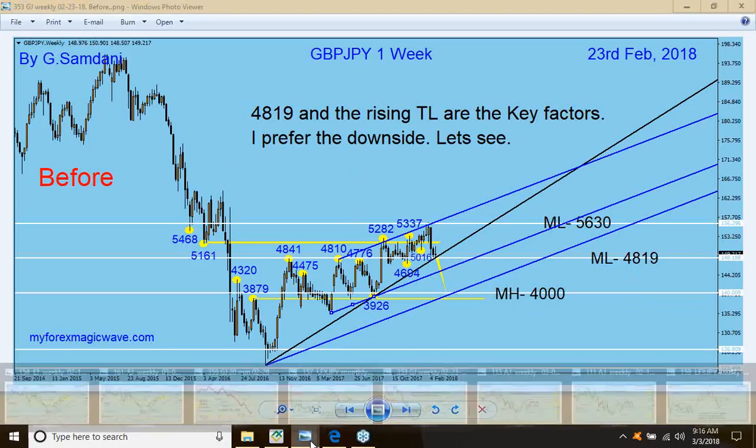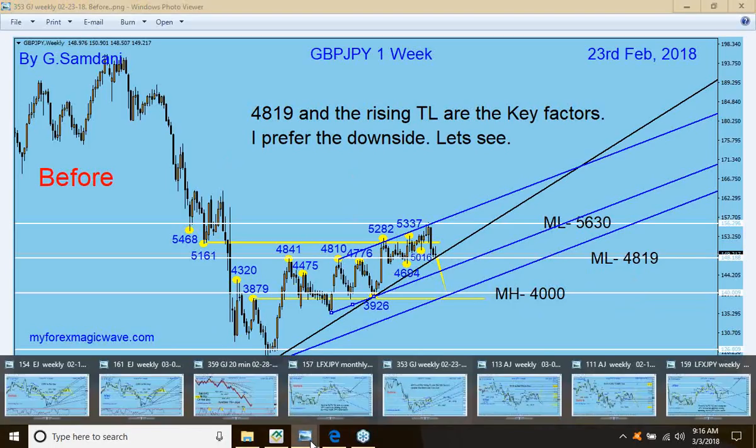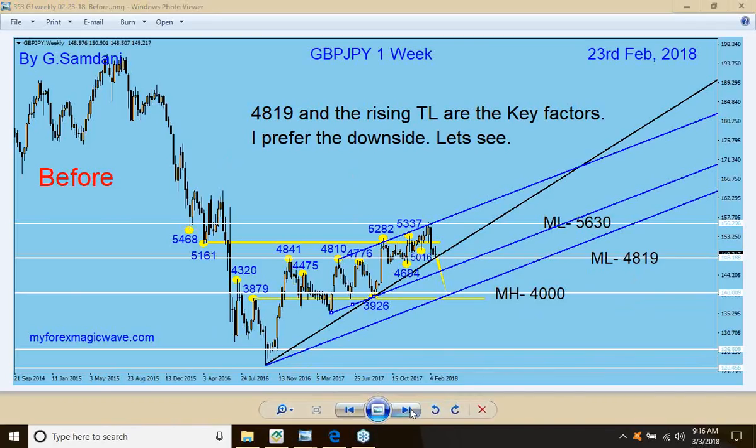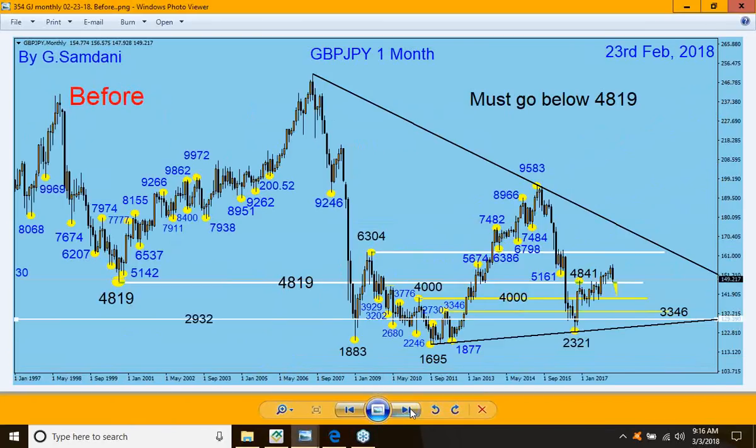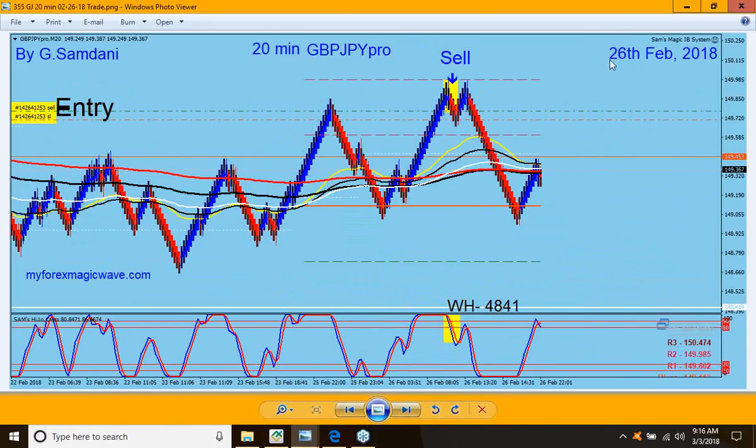But what happened to this chart? That's the question. I have it up, but no. Okay, so let's go. Did I do any trade on this one? Let's take a look. This is a monthly chart. This is the trade on the 26th of February.